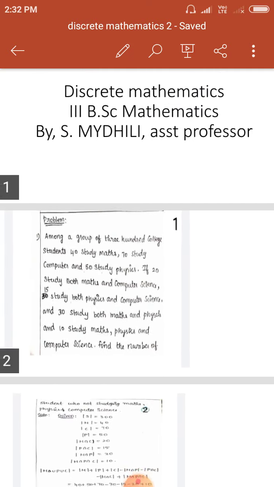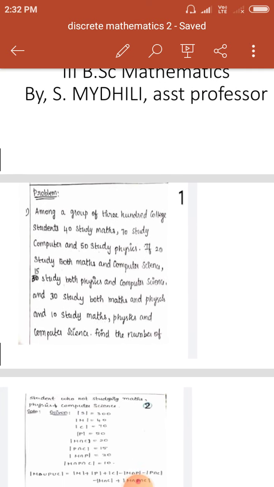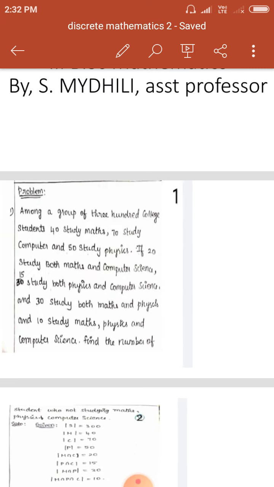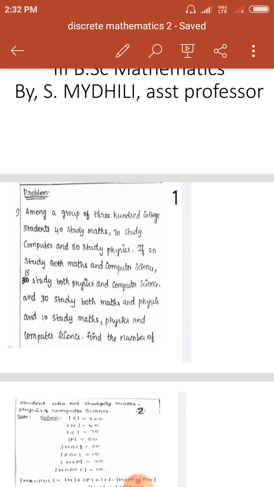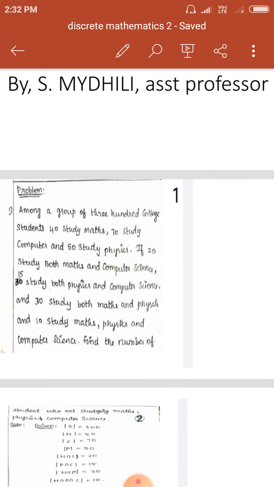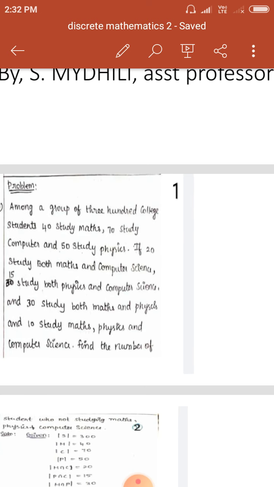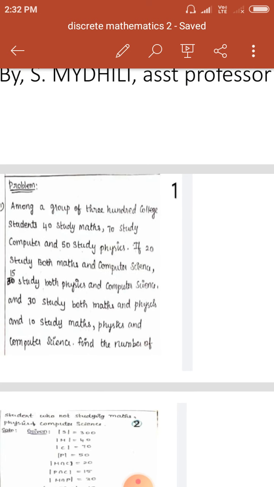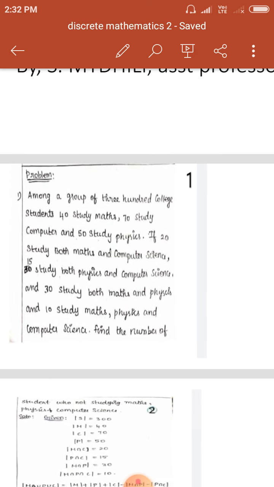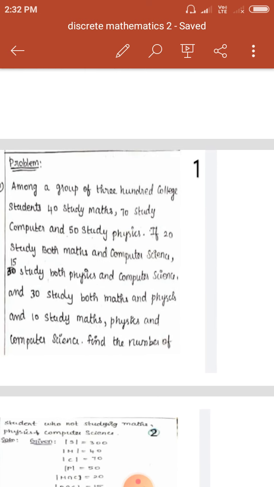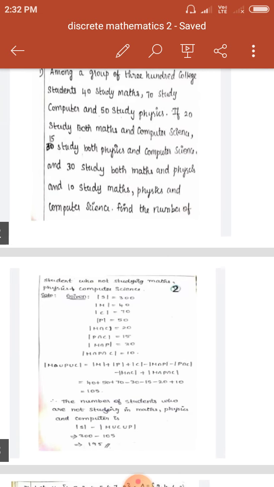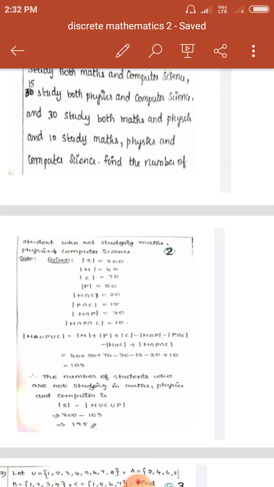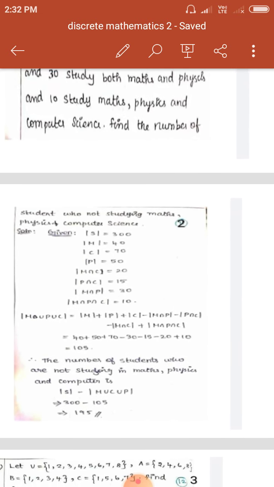Among a group of 300 college students, 40 study maths, 70 study computer science and 50 study physics. If 20 study both maths and computer science, 15 study both physics and computer science, and 30 study both maths and physics, and 10 students study maths, physics and computer science, find the students who are not studying maths, physics or computer science.